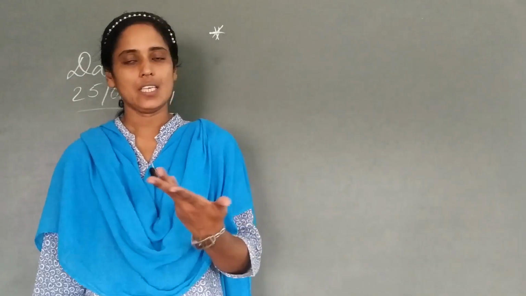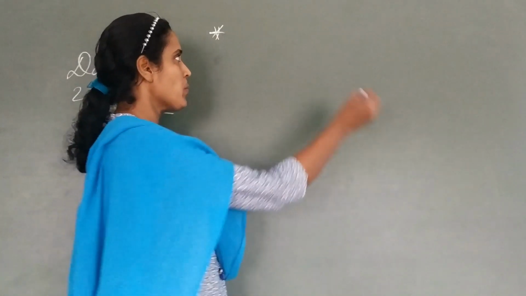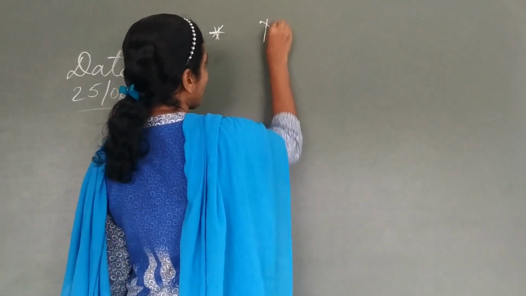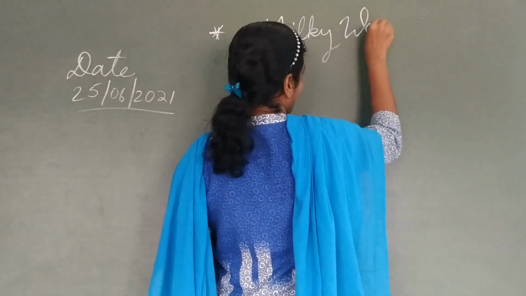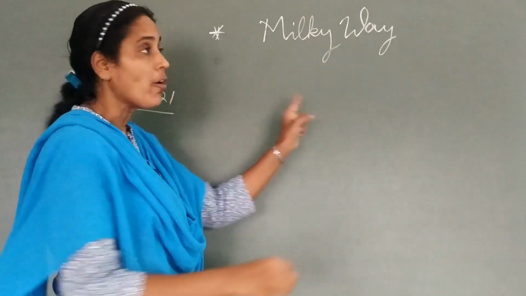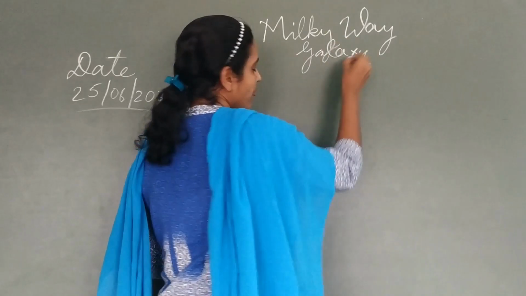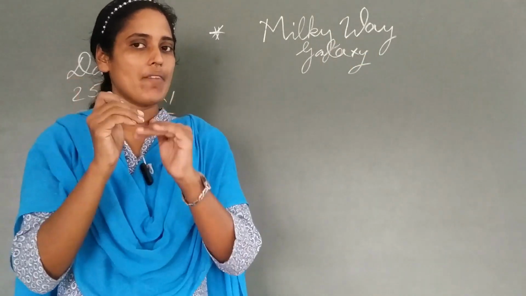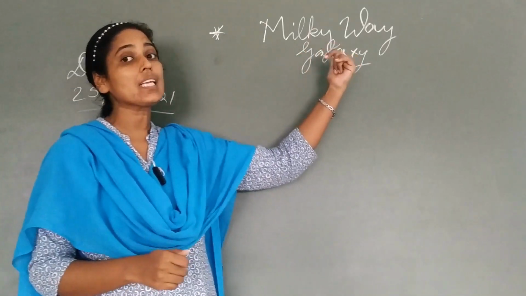So we saw the sun is a self-illuminated star. Now this sun is a self-illuminated star of the Milky Way galaxy. Students, I already told you the meaning of self-illuminated. It means what? Having its own light and heat. Okay, and the sun is a star of the Milky Way galaxy.